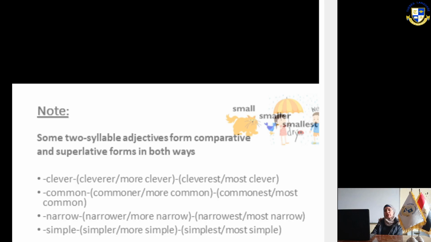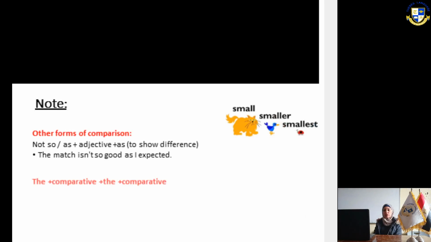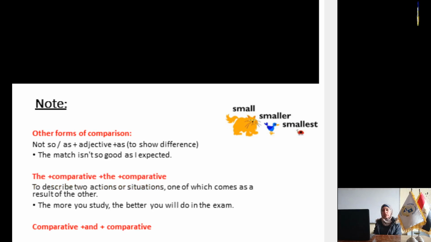Other forms of comparative. We can use guys not, so, or as, plus adjective plus as to show the difference. For example, I can say, the match isn't so good as I expected. So now guys, if you notice now, I have the main adjective between so and as, and I have a negative form. And also guys, I can say the match is as good as I expected. Or if I would like to use a negative, I can say the match isn't as good as I expected. That means guys that I can use as or so if I'm using negative form.